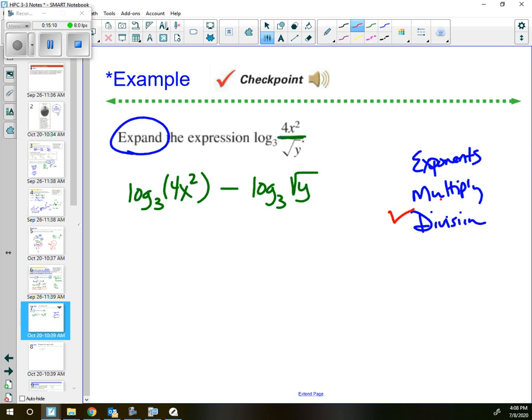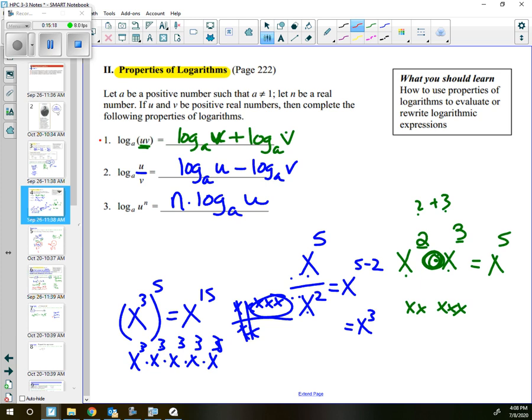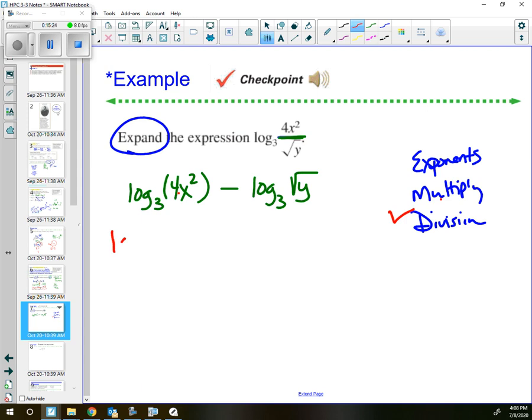Multiplication, next order of business. So let's deal with the multiplication. So it's the 4 and the x squared. The multiplication, the product of two logs, that's number 1, is the sum, or the log of the product, I should say, is the sum of those two logs. So this would be log base 3 of 4 plus the log base 3 of x squared, and then we still have our minus log base 3 of the square root of y. So I dealt with the multiply.